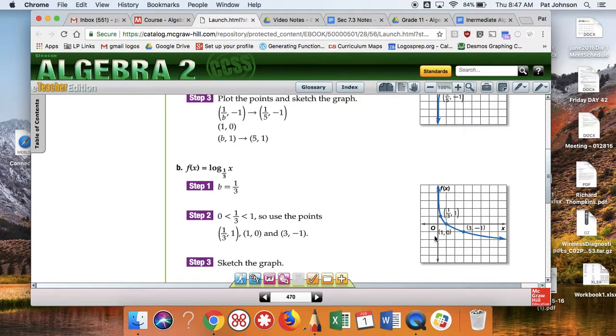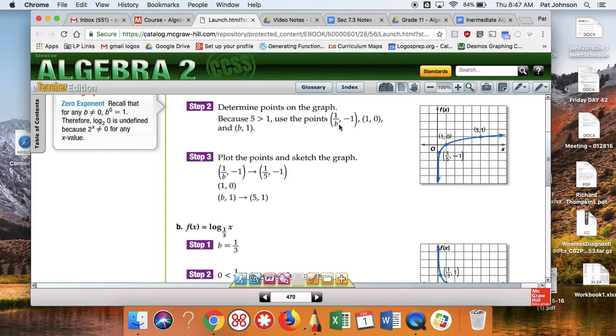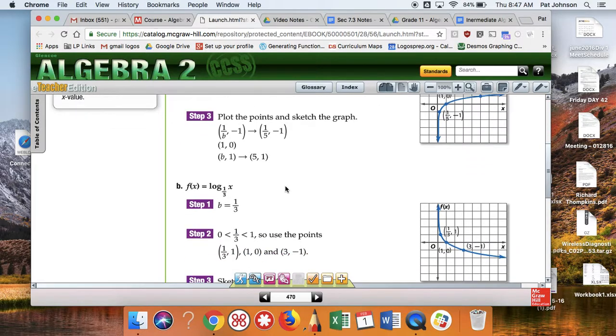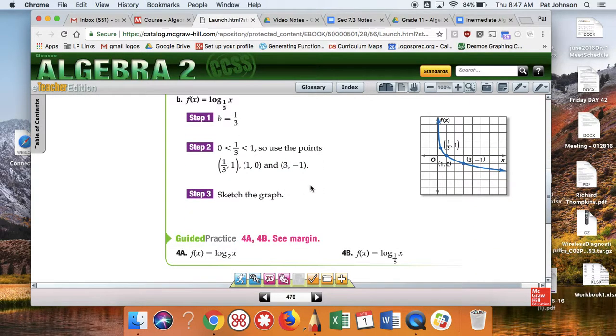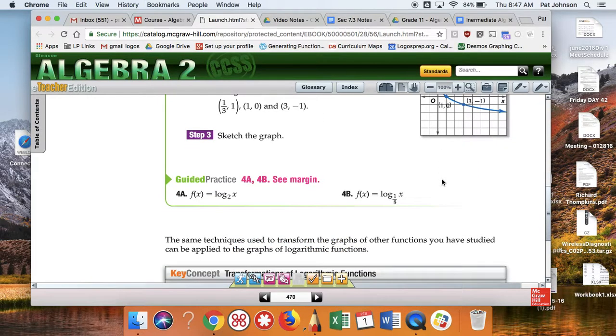Let's look at this next one. Since it's 1/3, we know it's going to be a decreasing graph. And again, we just plug these back into the same formula: (1/b, -1), (b, 1), and (1, 0). And then we can sketch the graph. All right? So that's easy for a parent function, right?